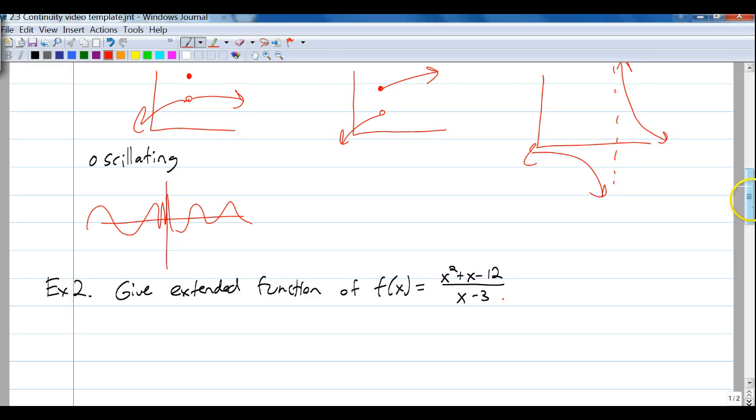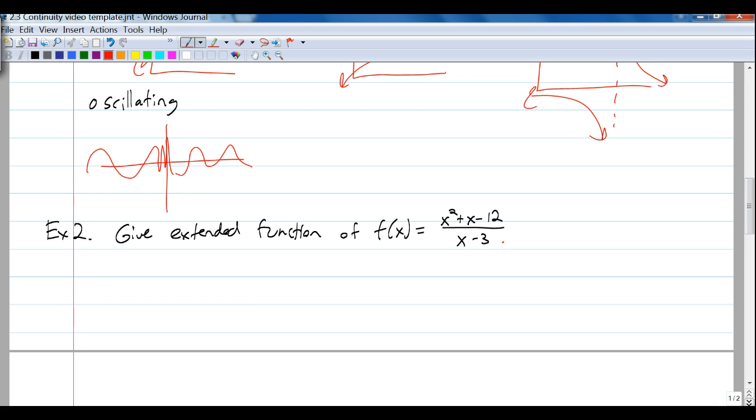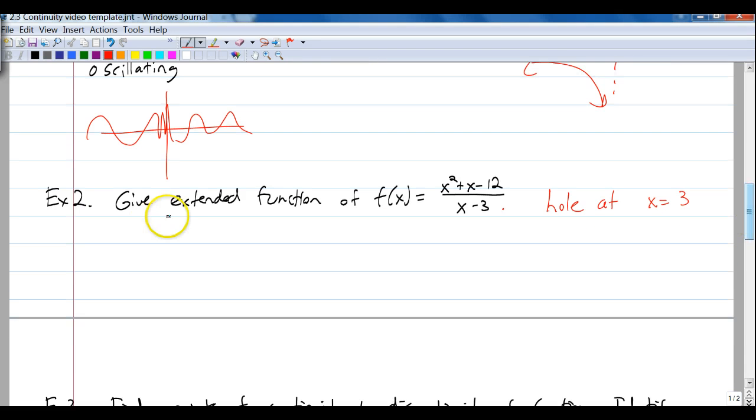You will not see those as often, so I wouldn't worry too much about that one. I worry more about the other ones. So now this one says give the extended function of the same thing we just looked at up above. Well, we already know that there's a hole at x equals 3. Once we simplify it like we did before, we get x plus 4. So this is basically the graph of this without the hole.